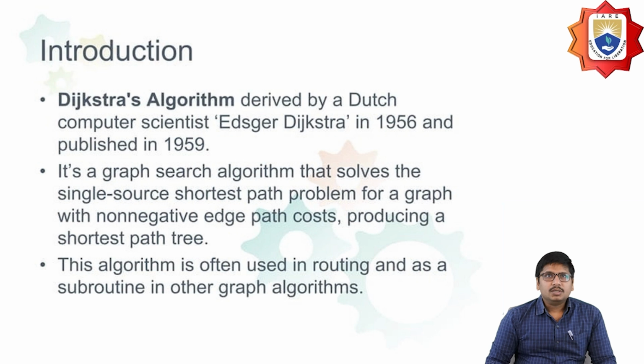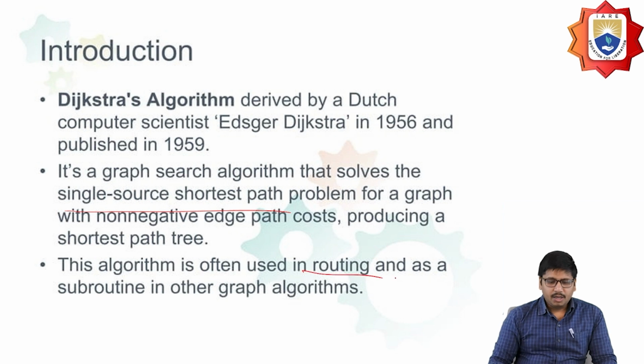When it comes to Dijkstra's algorithm, it was derived by Dutch computer scientist E. Dijkstra in 1956 and published in 1959. It is a graph search algorithm that solves the single source shortest path problem for a graph with non-negative edge path costs and produces a shortest path tree. This algorithm is often used in routing and as a subroutine in other graph algorithms also.